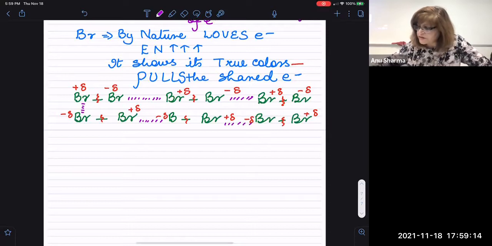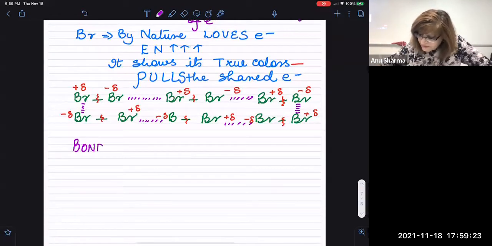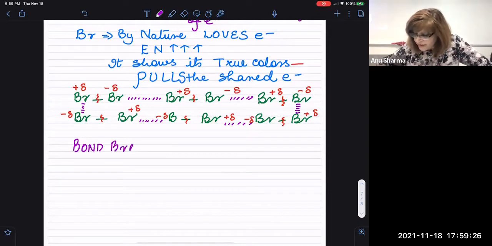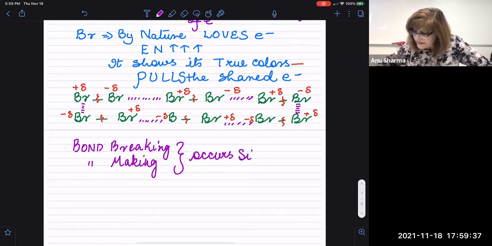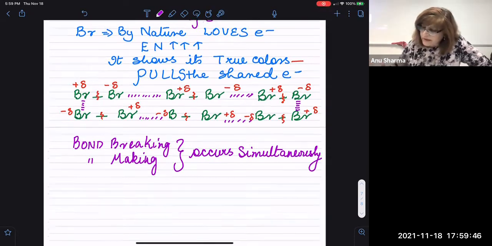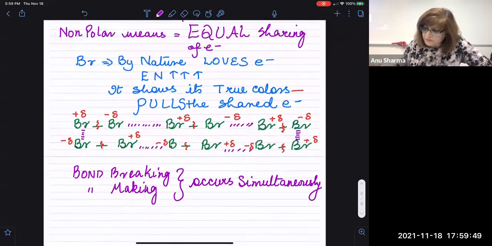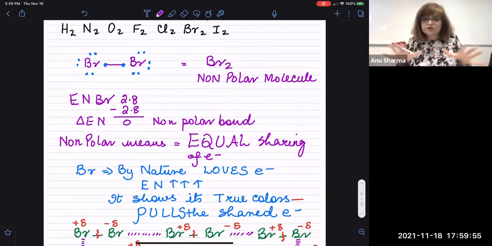And then after some time, unfortunately, the whole drama repeats again. So bond breaking and bond making occur at the same time. Bond breaking and bond making is occurring simultaneously. So we see that the bond is pretty much an unstable bond. And it's just the way it is, that this is called dispersion. When there's no other choice but the electron cloud, then it's just dispersing, spreading out, right?